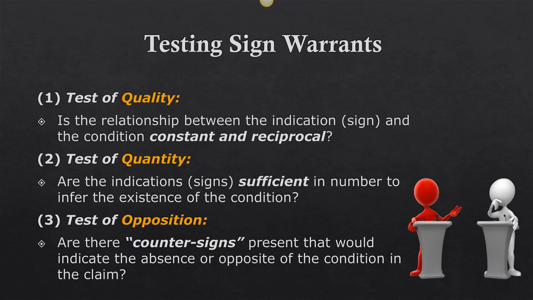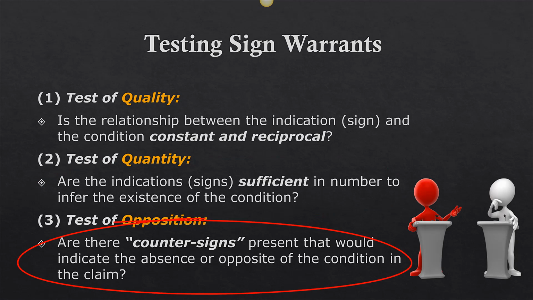So that's how we would apply the tests of quality, quantity, and opposition for signed warrants. Do we have a constant and reciprocal relationship between the clues and the condition? Do we have enough clues that give us a confident sense that we can infer the existence of the unobserved condition? And finally, are there other kinds of clues or symptoms that might indicate that some other kind of condition that isn't being reflected in the claim might actually be going on?